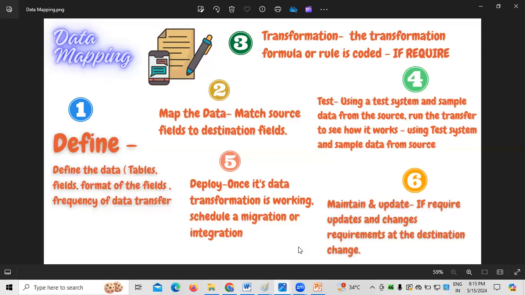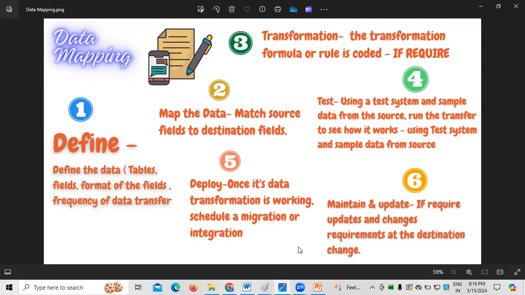Second, we need to map the data, because when it comes to mapping of data, what is required? You match the source fields to the destination fields, because there is a source field and there is a destination field. Source field means the existing one. Destination field means where you want to reach. That you have to select. Understood, Nidhi? So this is the second point, what we call mapping the data.